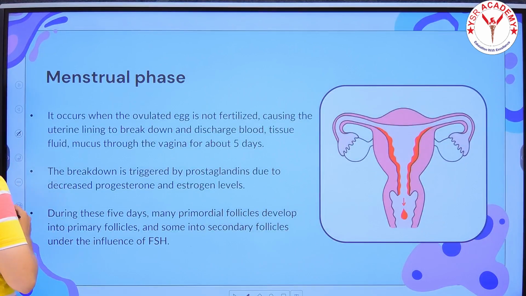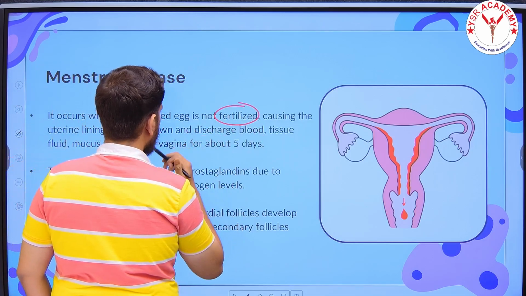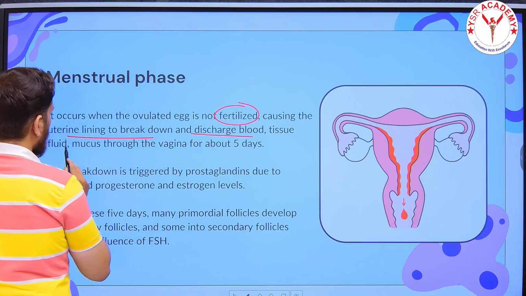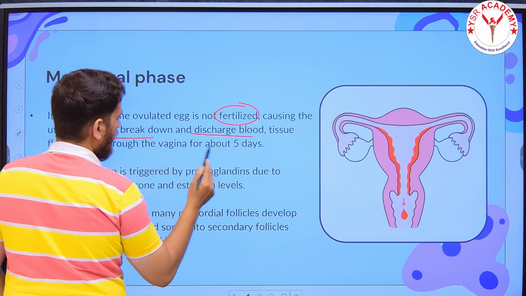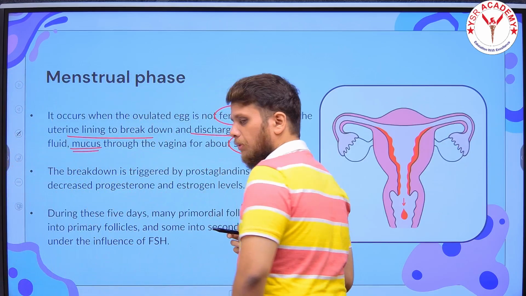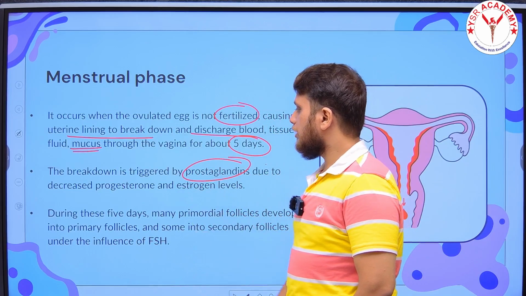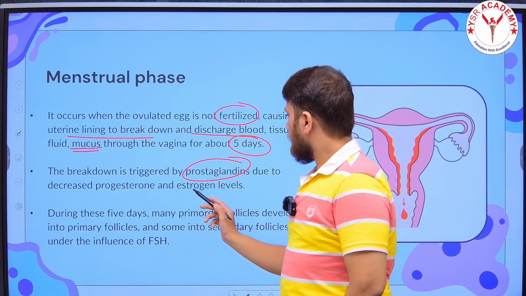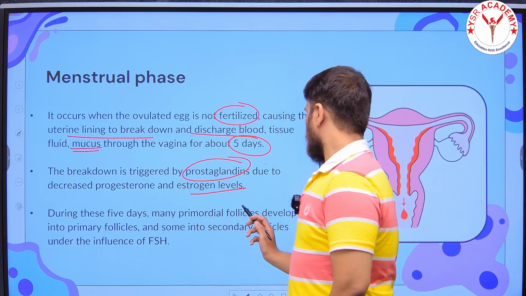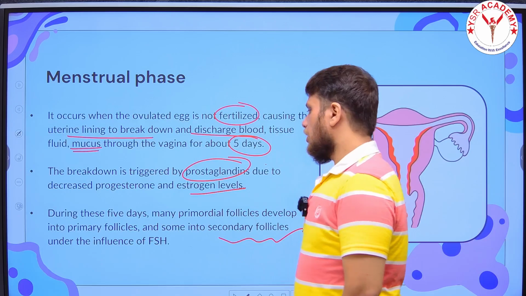The menstrual phase occurs when the ovulated egg is not fertilized, causing the uterine lining to break down and discharge blood. It contains mucus, through the vagina for about 5 days. This is the phase of bleeding. The breakdown is triggered by a set of hormones called prostaglandins due to decreased progesterone, and then you have estrogen levels. During these 5 days, many primordial follicles develop into primary follicles and some develop into secondary follicles under the influence of FSH.